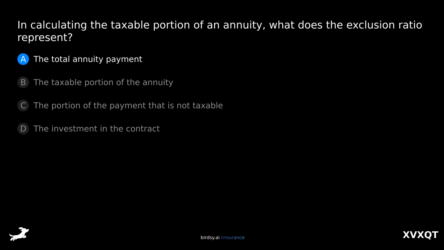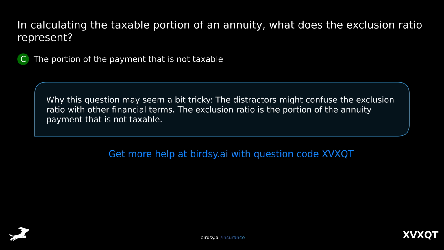In calculating the taxable portion of an annuity, what does the exclusion ratio represent? Is it A, the total annuity payment, B, the taxable portion of the annuity, C, the portion of the payment that is not taxable, or D, the investment in the contract? The answer is C, the portion of the payment that is not taxable. Why this question may seem a bit tricky. The distractors might confuse the exclusion ratio with other financial terms. The exclusion ratio is the portion of the annuity payment that is not taxable.